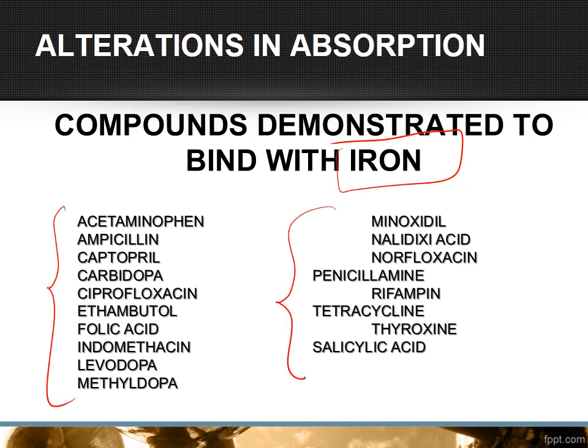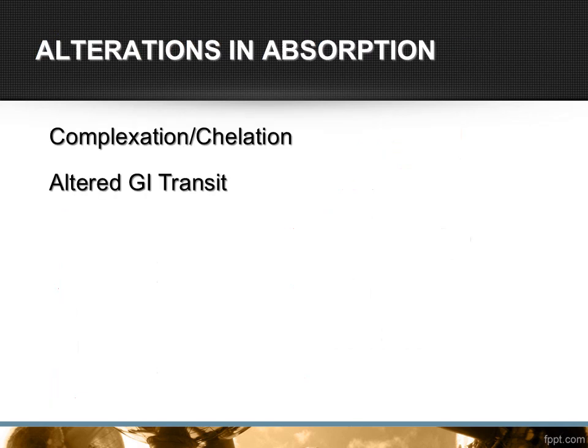Compounds that have been demonstrated to bind with iron include all these drugs. They have the potential to bind with iron, forming a complex that reduces their own absorption. Okay, so we have finished the complexation or chelation with iron and also antacids. The other possibility in the alteration of absorption will be the altered GI transit.